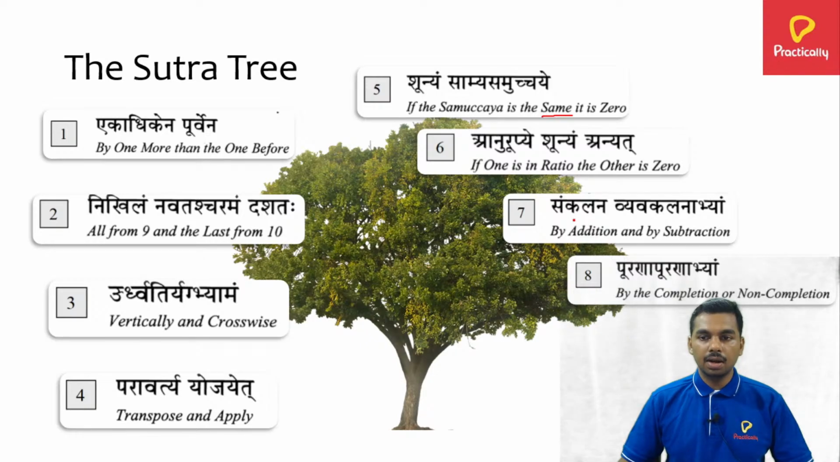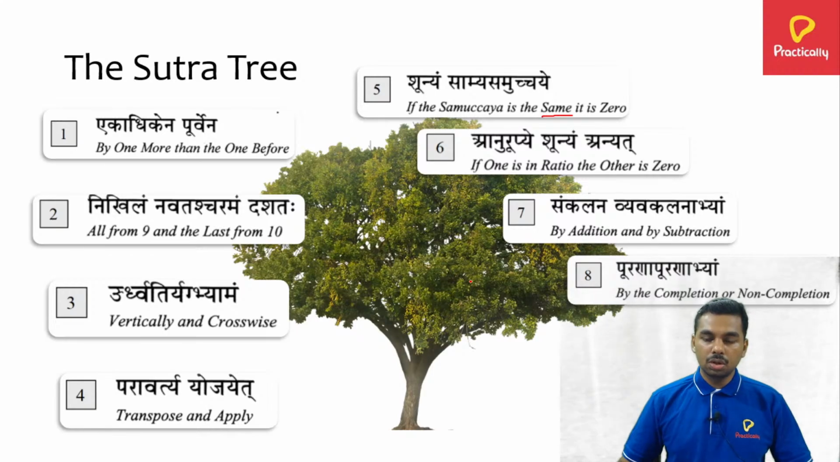Sankalan Vyavakalanabhyam. So that is the seventh one. We have seen applications of this while you calculate addition in a supermarket bill. You can use this method by addition and subtraction. You can add some number in order to round it off to a particular figure and then subtract it back whenever you feel it is convenient.